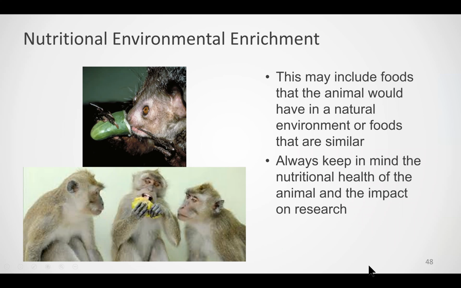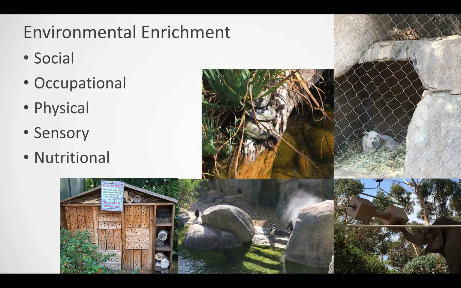Nutritional. So this is something that would include foods that the animals may have in a natural environment, or foods that are similar. So always keep in mind, again, the nutritional health of the animal and the impact on the research. So again, social, occupational, physical, sensory, and nutritional, these are the important areas.